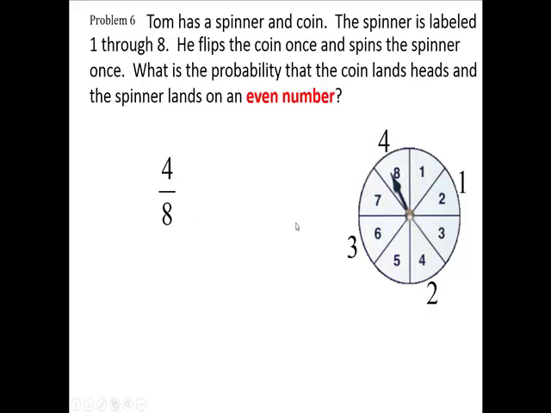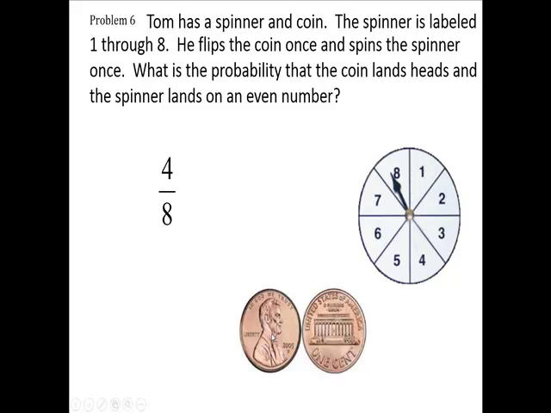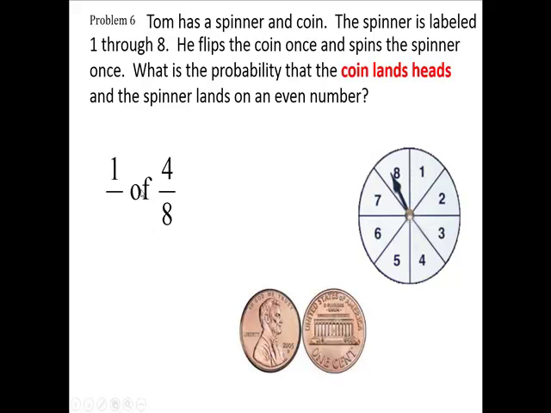All right? And then we have a coin, which is either heads or tails. So the chance of landing on heads is 1 out of 2. So I have 1/2 of what? Of my chances of landing an even number here. These are my chances of getting an even number, 4 out of 8. And then 1/2 of that 4/8 is what you get if you get a heads. Heads is 1/2, 1 out of 2 chances. 1/2 of the 4/8.